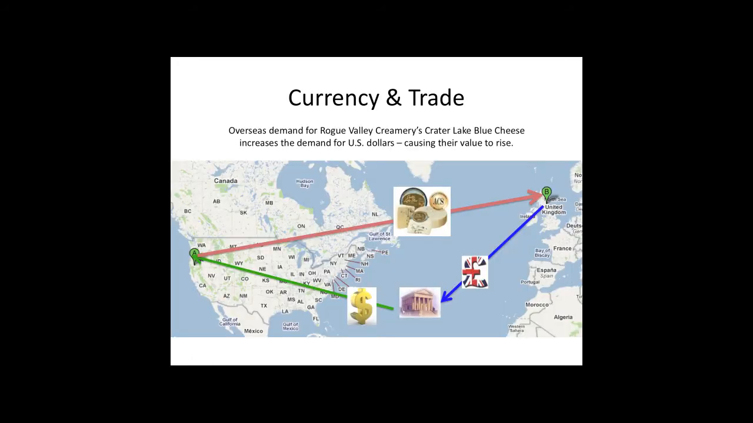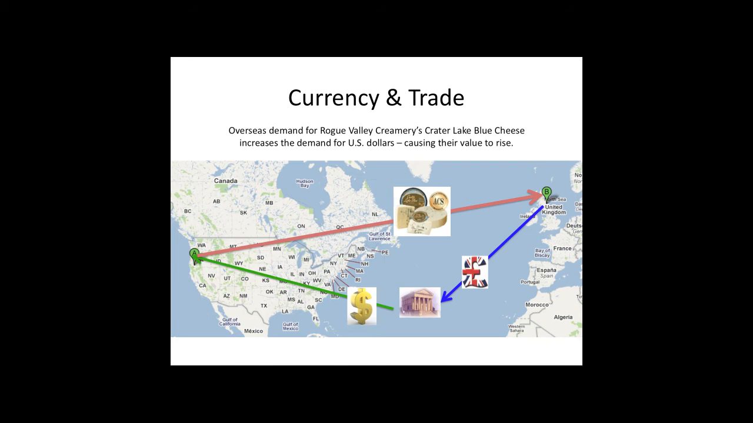Now, what are some of the things that determine the exchange rate? One of the key parts of the exchange rate, of course, is trade. So we're going to use just a simple example here to demonstrate how the sale of goods or exports from one country to another can influence the value of a currency. Let's say that the Rogue Valley Creamery, located in Central Point, Oregon, sells its world-famous blue cheese, in this case Crater Lake blue cheese, to a cheese shop in Edinburgh, Scotland. So the cheese gets shipped to the shop in Scotland, where they'll sell it to their discriminating customers.